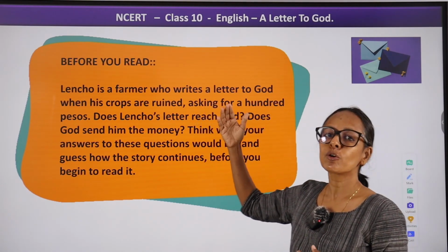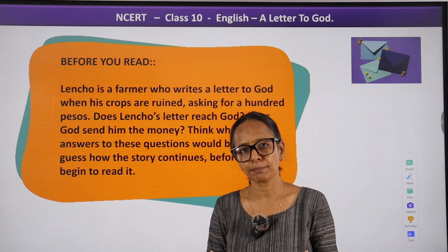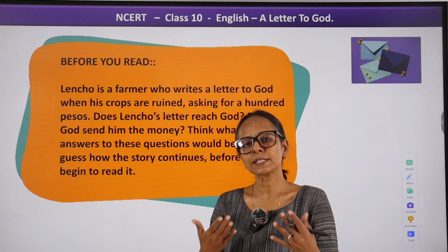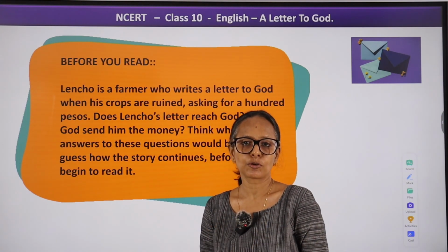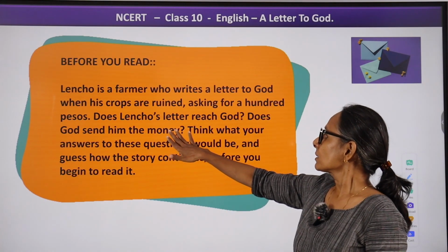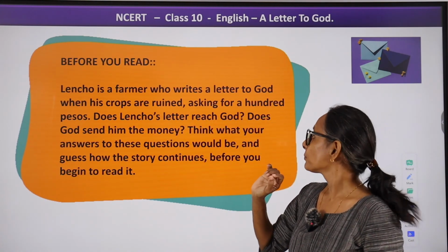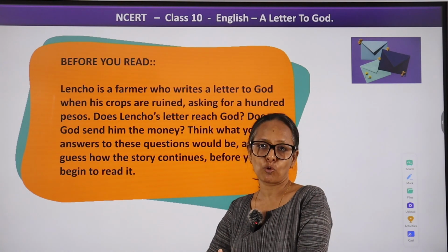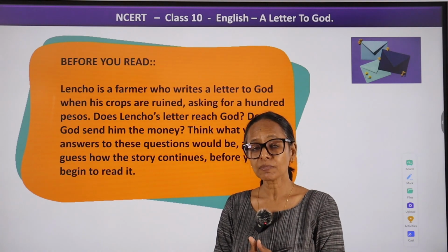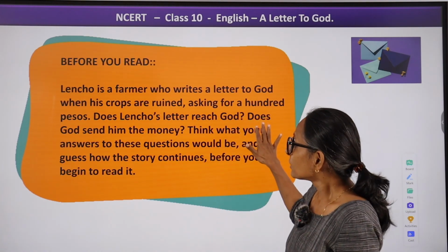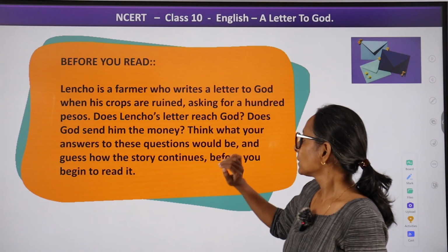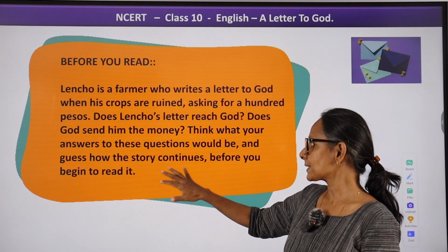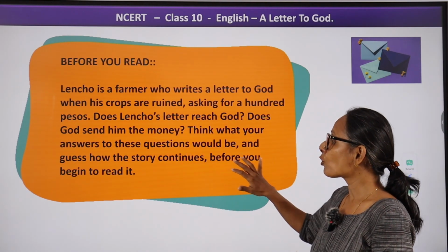So what is Lencho doing? He is asking for 100 pesos by writing a letter to God. Why is he doing that? He is doing this because his crops have got ruined or got destroyed. Does Lencho's letter reach God? This is the first question they're asking us to think about before we get into this story. Okay, so does God send him the money? Think what your answers to these questions would be and guess how the story continues before you begin to read it.